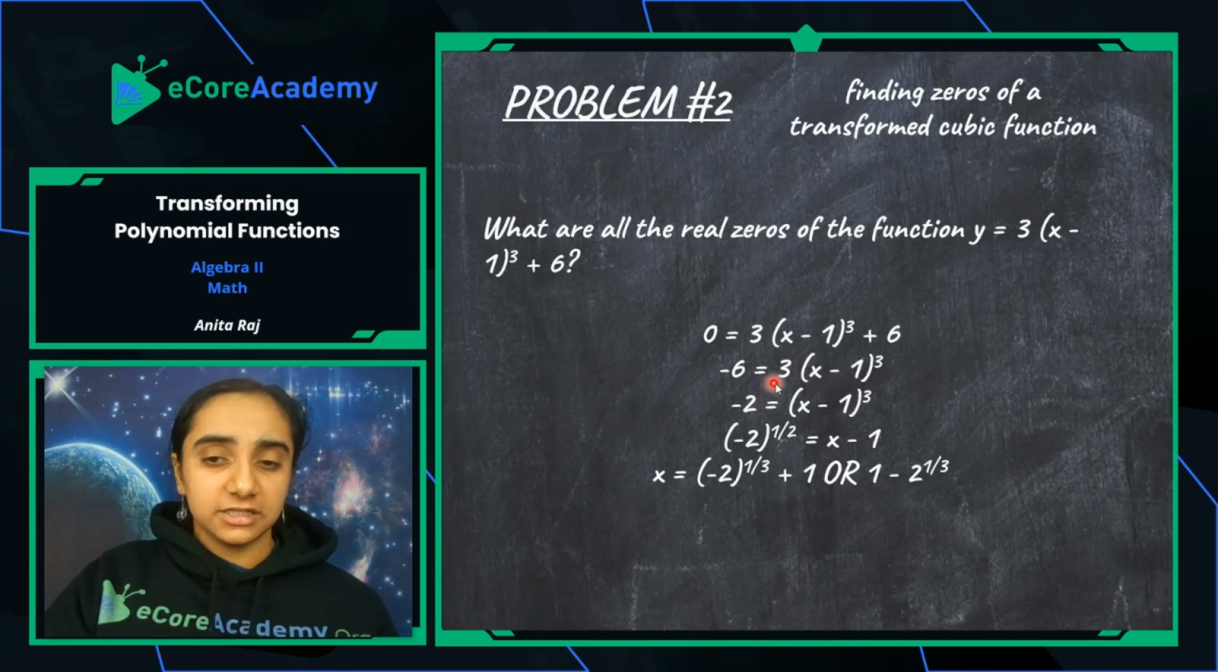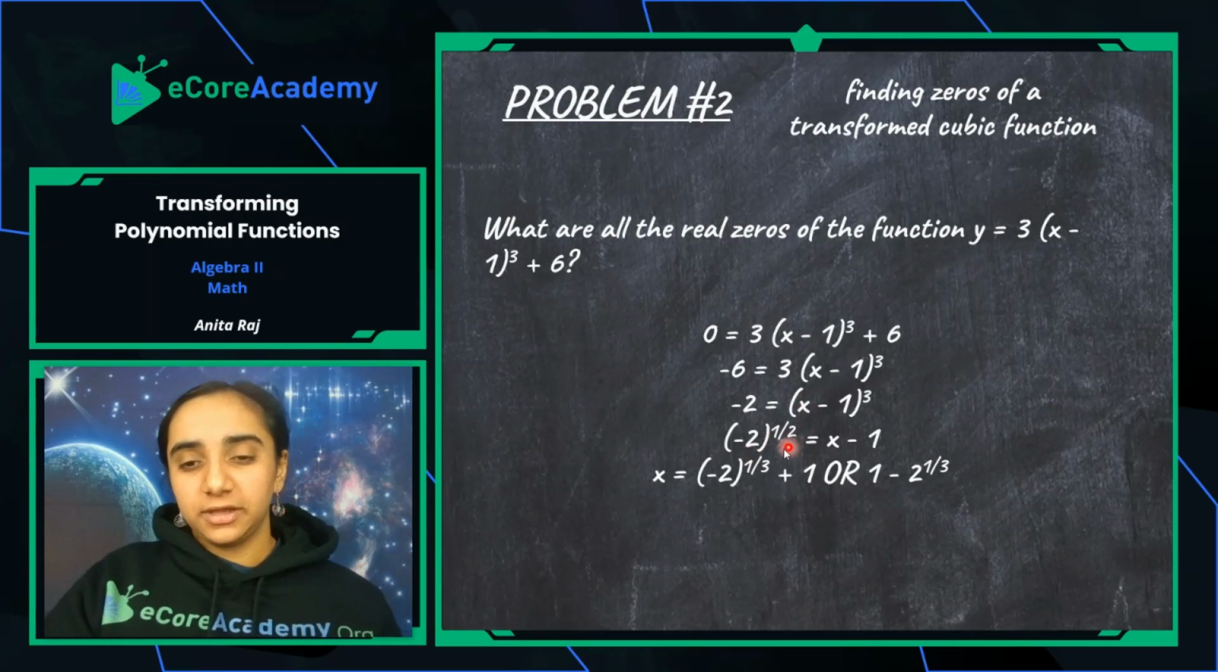We're going to divide both sides by 3. Negative 6 divided by 3 is negative 2, to get the (x minus 1) cubed by itself. We're going to do the opposite. And I'm sorry, I don't know why this says to the 1/2. It should say 1/3 because we're cube rooting it. So negative 2 to the 1/3 is equal to x minus 1 because the cube cancels out.